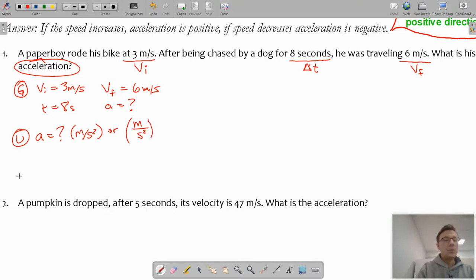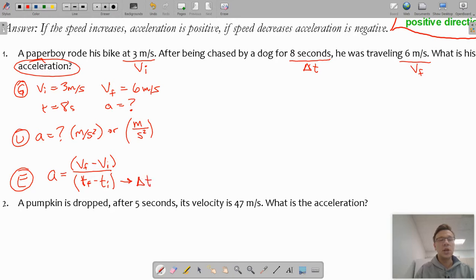Then we'll go ahead and write our equation down. Acceleration is equal to the object's final velocity minus the object's initial velocity divided by the time interval delta t, which is just the object's final time minus the object's initial time. The initial time is always going to be 0 in the problems that we do, so another way to write this is delta t, which is just the change in time. You're just going to put 8 seconds in at the bottom there.